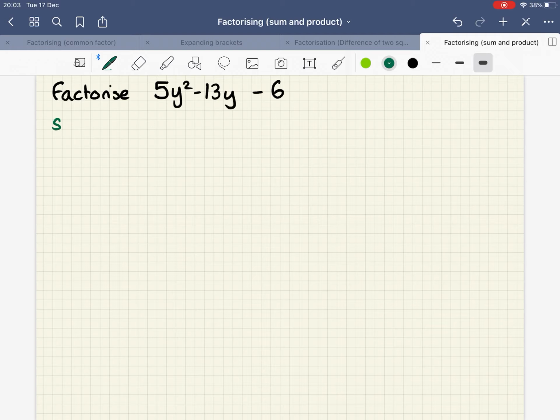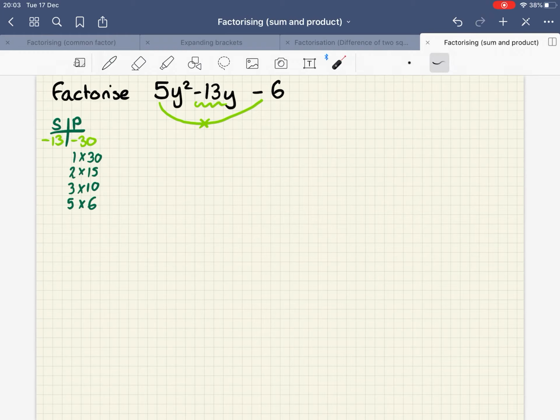So next one, again, sum, product. So my sum is going to be -13. My product, multiplying the front and the back together, I've got -30. So I've got 1 times 30, 2 times 15, 3 times 10, not 4, 5 times 6. So I've got quite a few to choose from. Only one that looks like it's probably going to work is this 2 and the 15 there. And the way to do that is to take away 15 equals -13.